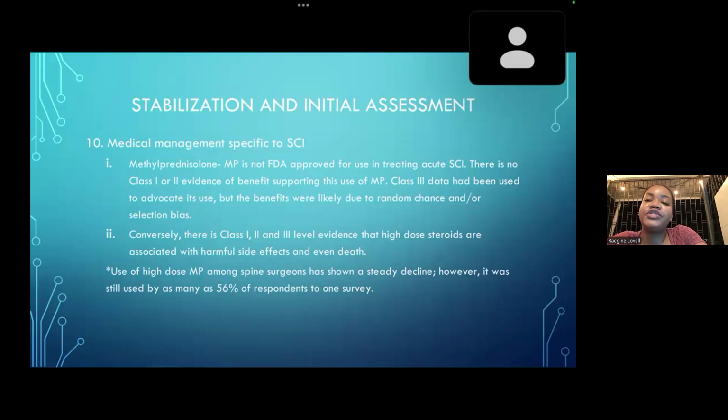So as a result, use of high-dose methylprednisolone among spine surgeons has shown a steady decline. However, it was still used by as many as 56% of respondents in one survey.